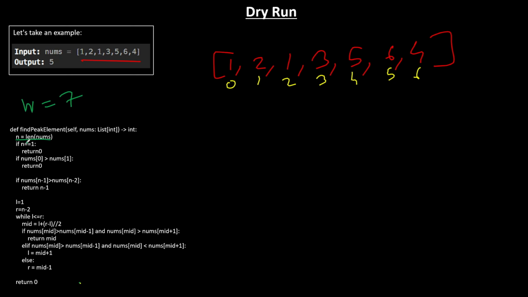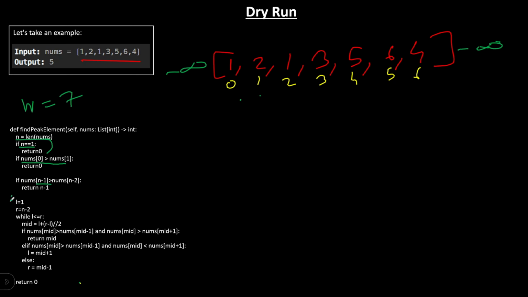If n equals 1, here n is not equal to 1, so this will be skipped. If nums of 0 is greater than nums of 1, is nums of 0 greater than nums of 1? Let it be L and this be H. No, it is not, right? Skip. Is nums of n minus 1, which is this, greater than nums of n minus 2? No, it is not, right? So we will skip that part.